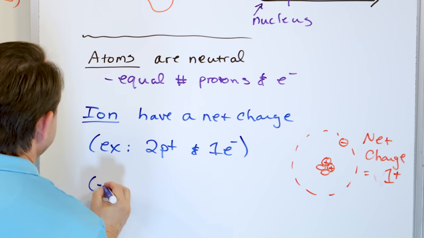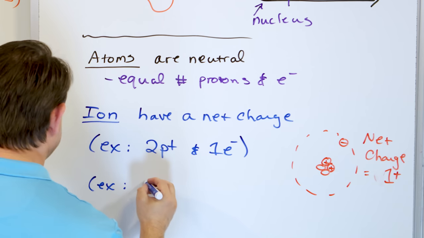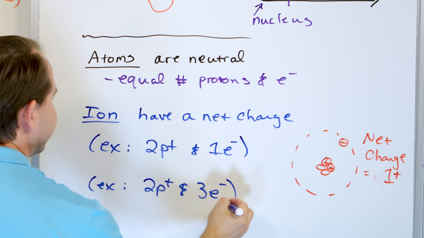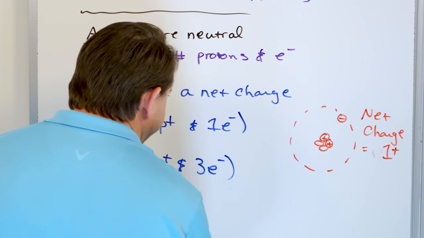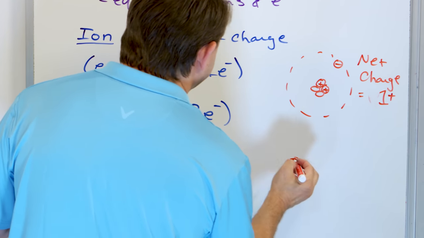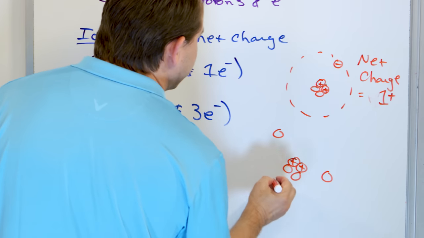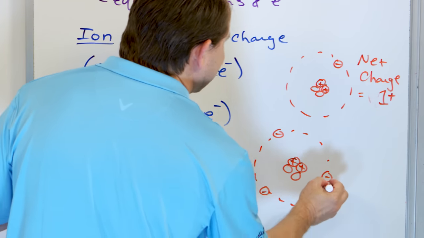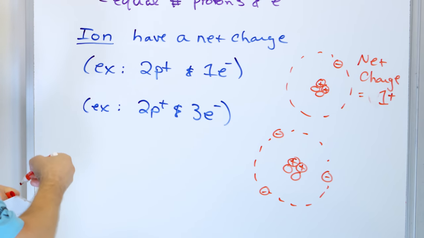You can have another example of, let's call it, two protons and three electrons. So again, they're unbalanced, right? But in this case, what's going to happen? You're going to have a situation with two protons. We can put neutrons there if we want to. And then we have one, two, three electrons, which are all negative. And of course, they're orbiting. Of course, they don't orbit like this, but we use this picture because it's helpful.